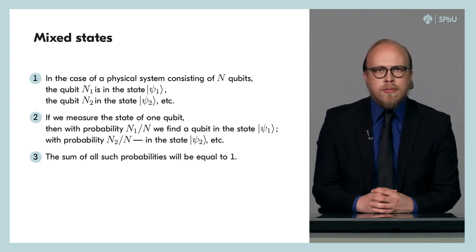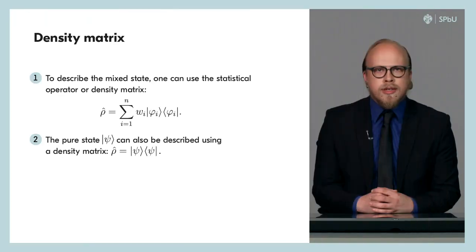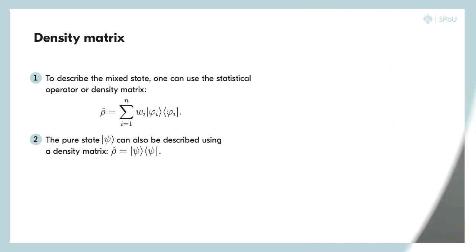The sum of all probabilities, that is, omega 1 plus omega 2 and so on, will of course be equal to 1. To describe a physical system in a mixed state, a so-called statistical operator or density matrix is introduced. For example, in the case when we have a set of pure states phi1, phi2, up to phi-n, then we can express the density matrix ρ in the form of a sum over the index i of the product of omega i and the projector onto the state phi i.